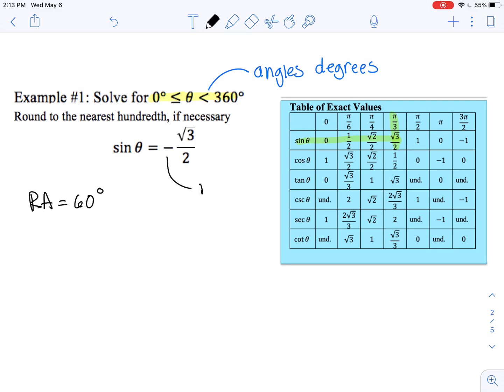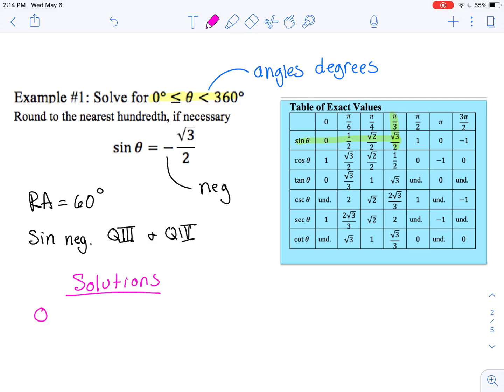This is negative, so I need to ask myself, which quadrant is sine negative in? Sine is negative in quadrant 3 and quadrant 4. So then I need to come up with my solutions. So I know I'm going to have two solutions.